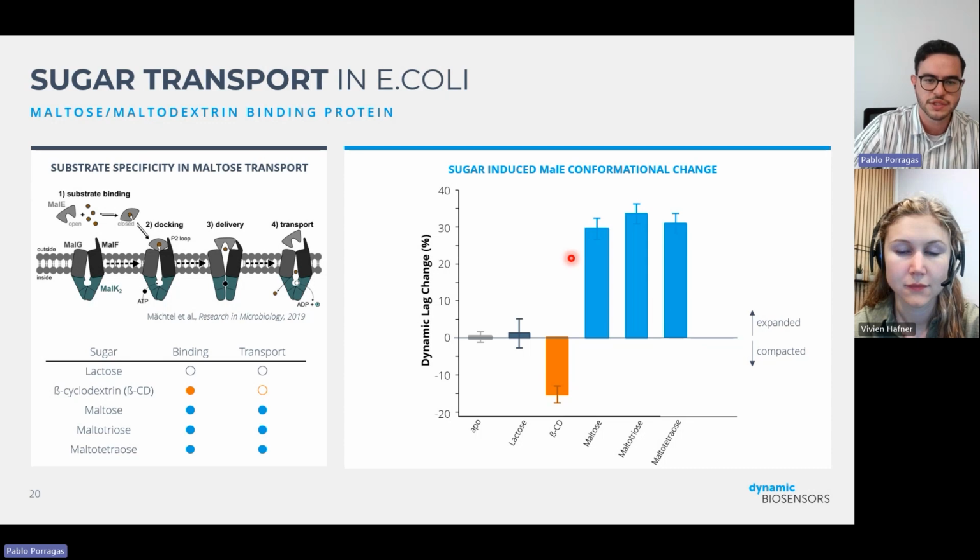But then if we look at these three sugars that you see here, maltose, maltotriose, and maltotetrose, they have a different functional behavior. So they not only bind to this MAL-E complex, but they also are able to be transported in by this ATP binding cassette here. The interesting part is that we get the exact opposite behavior. So we get a positive dynamic lag change for all three of these sugars, which lets us see that we can generate this functional data for the different substrates and how they interact with the MAL-E protein.